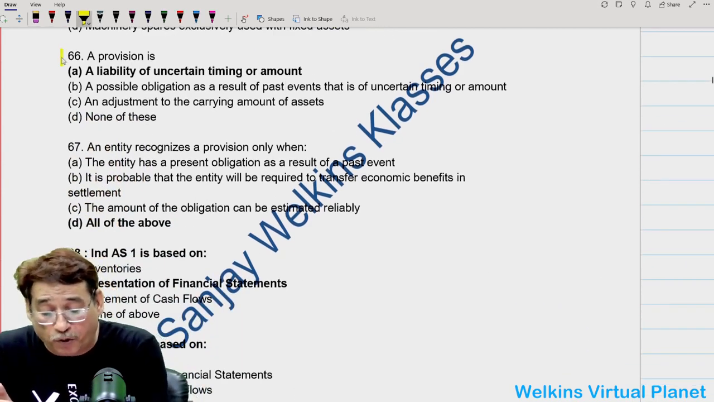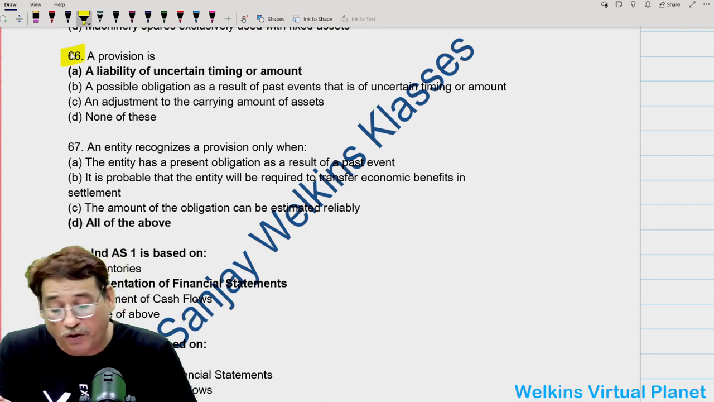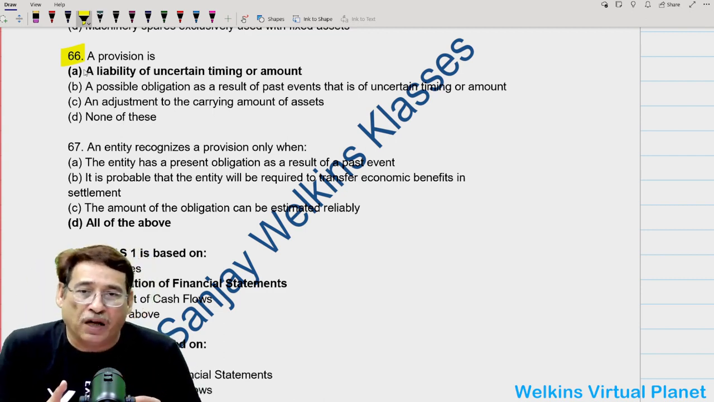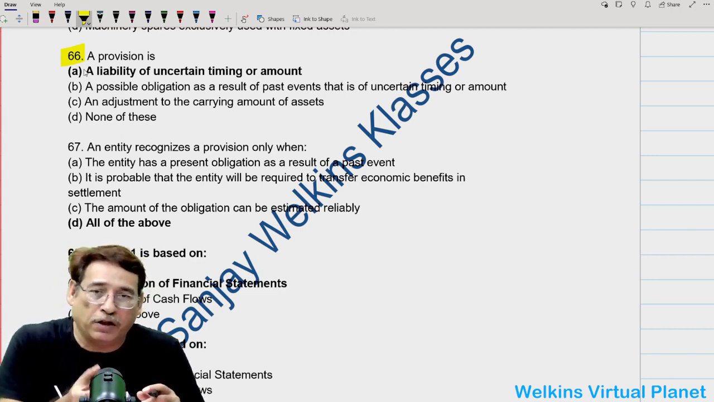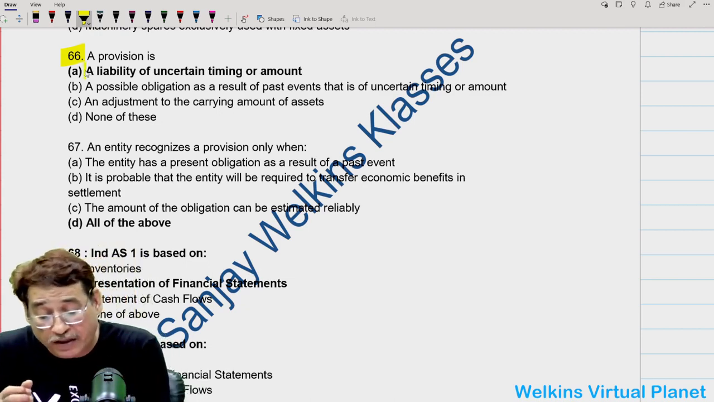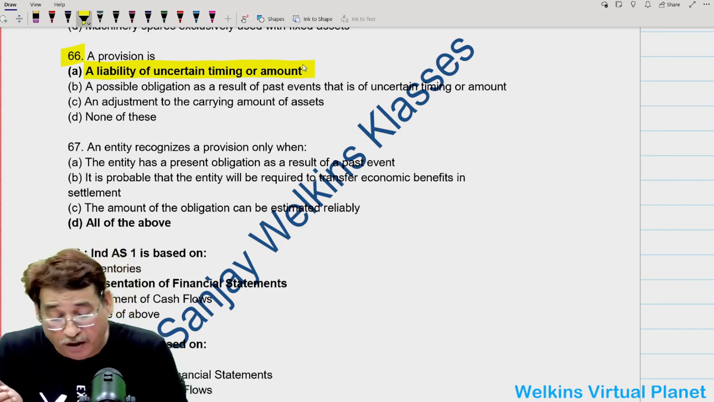66 is related to provision. A provision is a liability of uncertain timing or amount. Yes, we may say so, no doubt about that. A provision, we generally make a provision, correct? But we are not very sure when actually this particular liability will take place or at what time it will take place. So we may say that a provision is a liability of uncertain timing or amount.